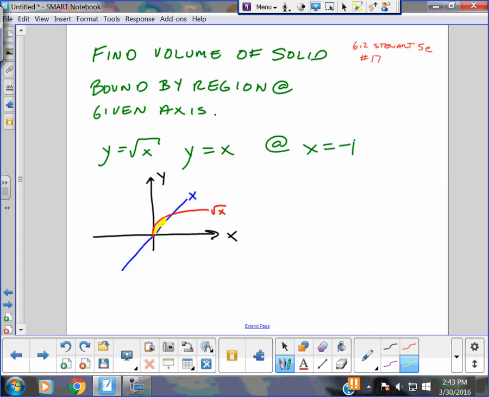Now we could go to the solver and say, hey, y equals y, so square root of x equals x, and x minus square root of x equals 0. We could type this in the solver and tell us to do it. Or we could just use our heads and check some integers. Where are the intersection points of these two equations?